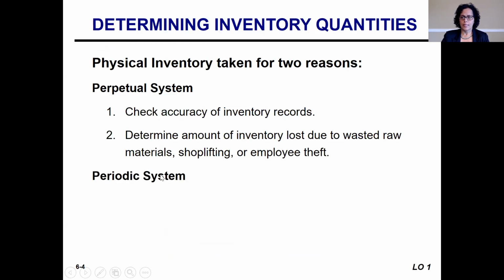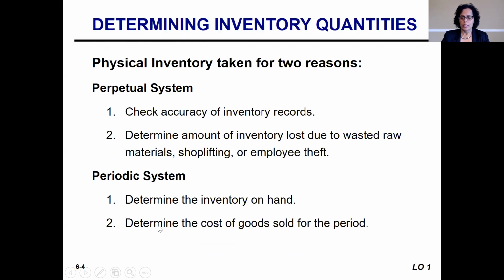In the periodic system, my books at no point of time tell me exactly how much I have in inventory. I need to count it to determine the inventory on hand. Also, I need to calculate the cost of goods sold. Therefore, I need that information. So for a variety of reasons, as you can tell, we need to do a physical count of inventory in addition to having our accounting records.